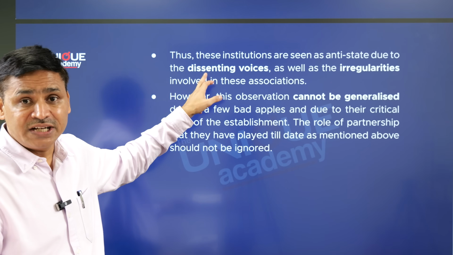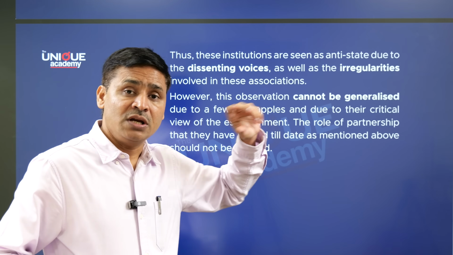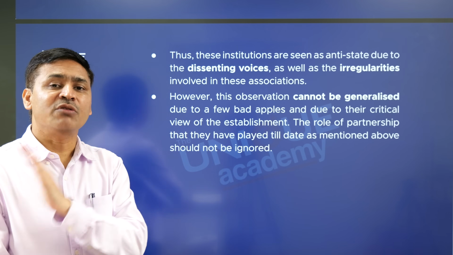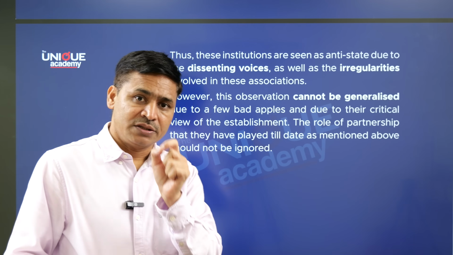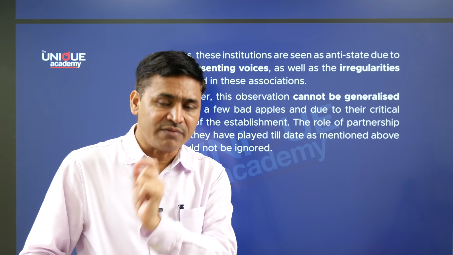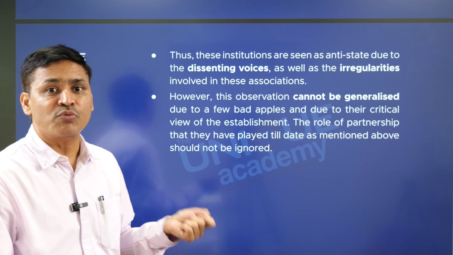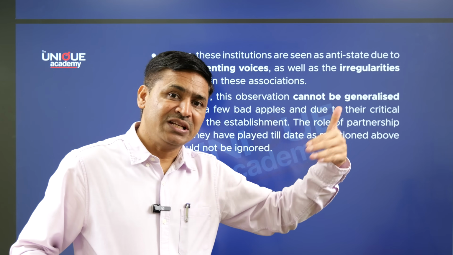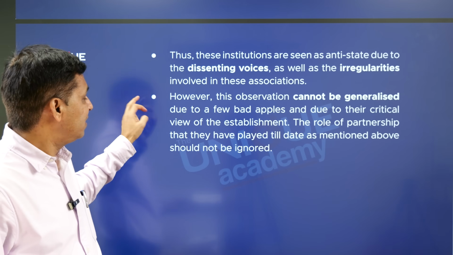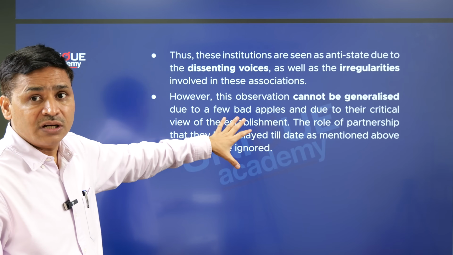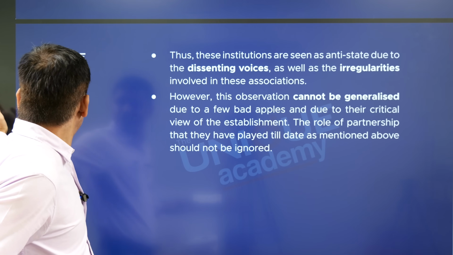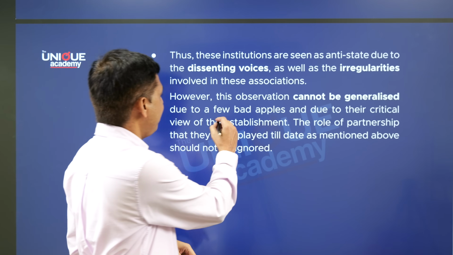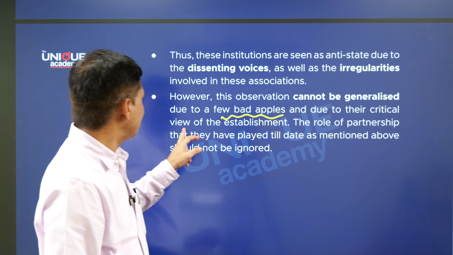So these are two specific broad dimensions because of which this critical point of view is put forward. One is the dissenting voices, the critical voices, because they do focus on freedom and liberty concerns, autonomy. But on the other hand, the sphere, the domain of civil society itself is faced with certain issues and problems. So taken both of them together, they tend to be seen as what? Anti-state rather than non-state actors. However, look at the conclusion. The conclusion is equally important. However, this observation cannot be generalized due to a few bad apples, and due to their critical view of the establishment.